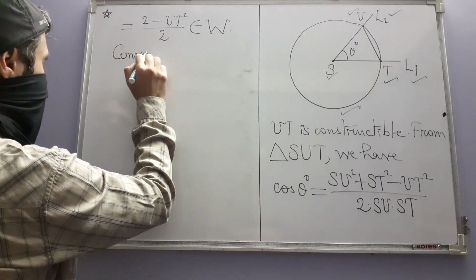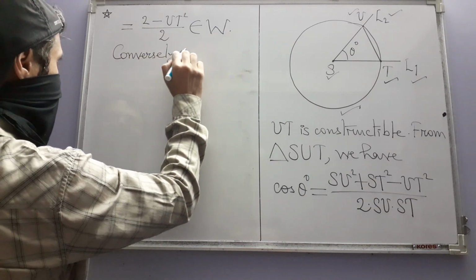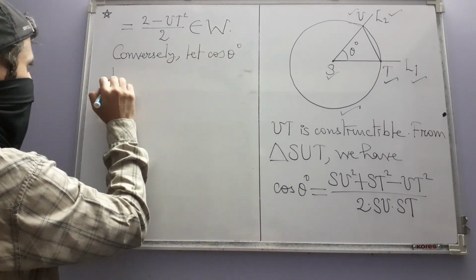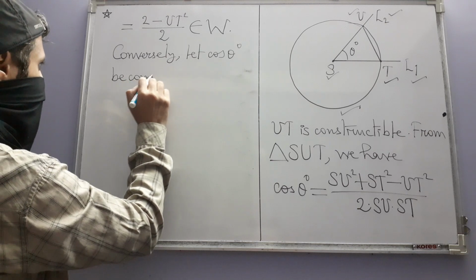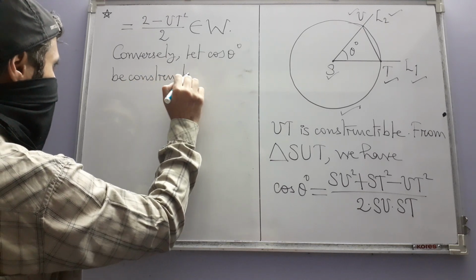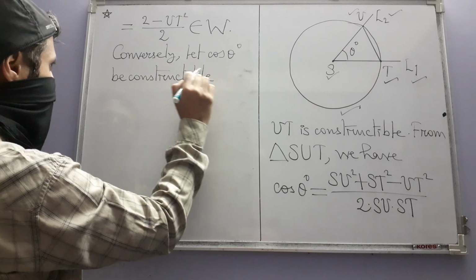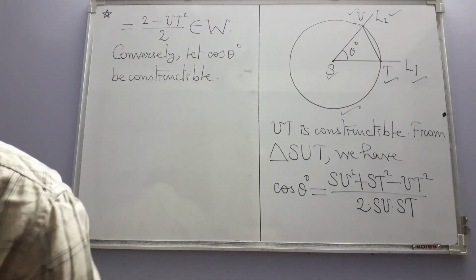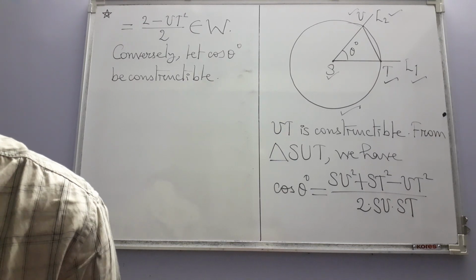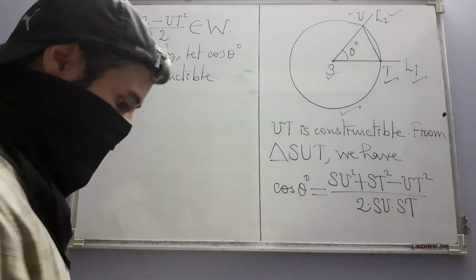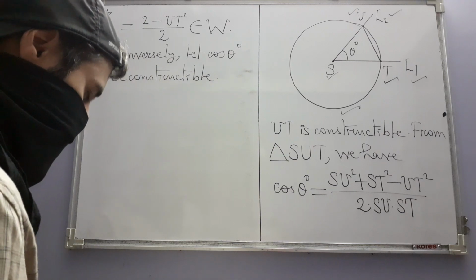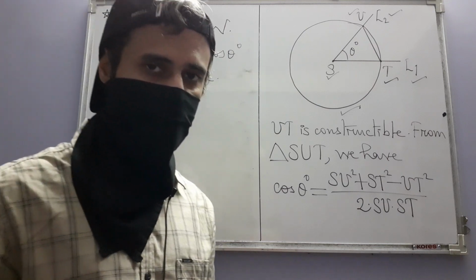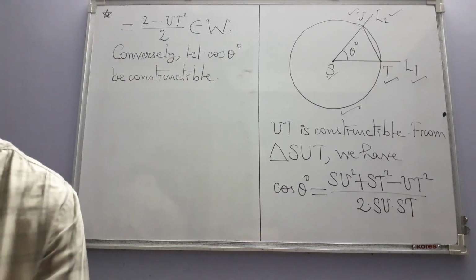Conversely, let cos theta degree be constructible. Now we have to prove that theta degree is constructible, and for this one the arguments go like this. So now we are going to go back to those points P and Q that are initially given to us.